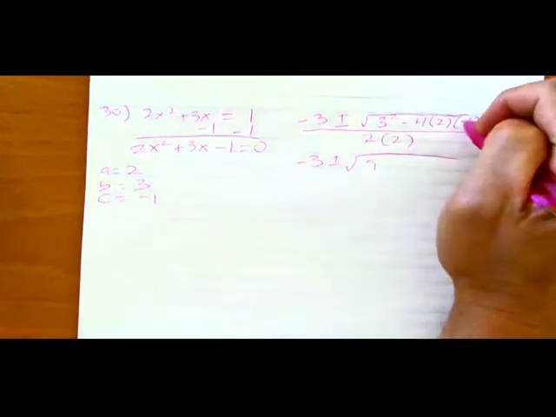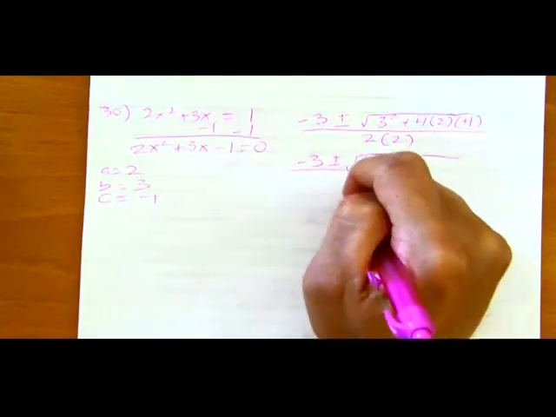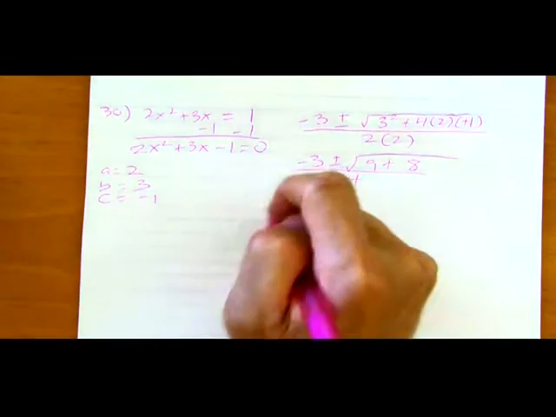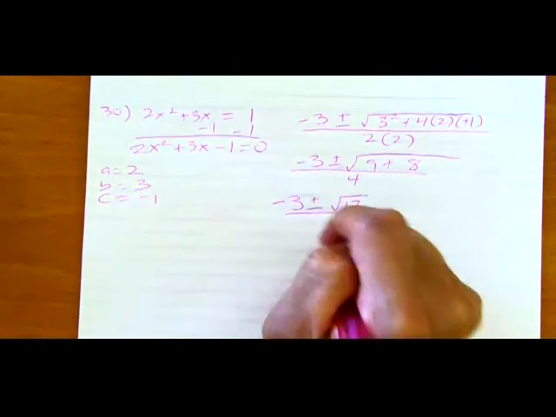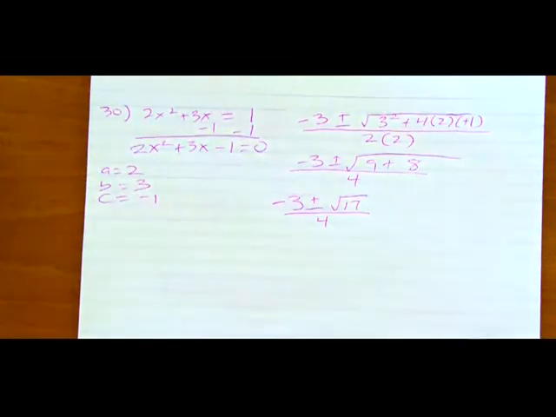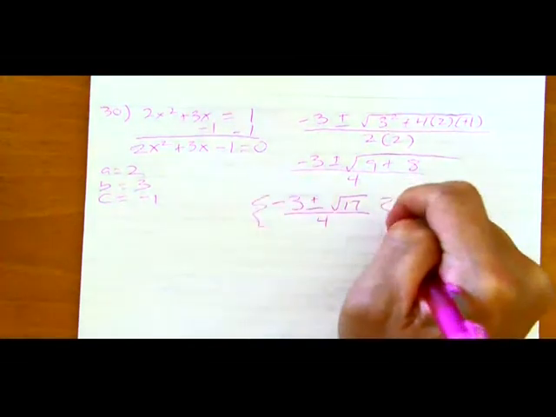Nine, the negatives cancel, so plus 8 over 4. Negative 3 plus or minus radical 17 over 4. Can't simplify the radical. This is as far as you can go. That one was easy.